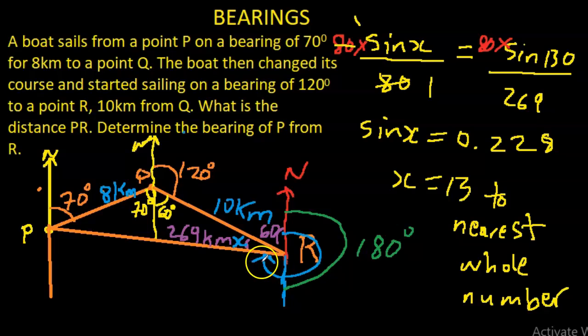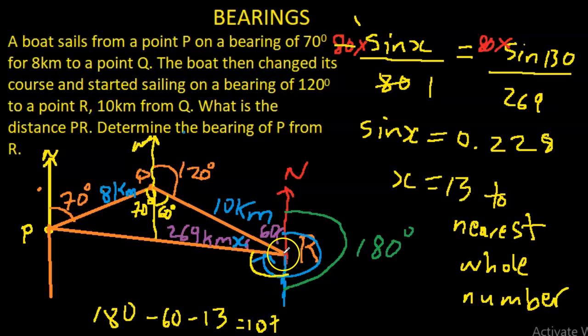Now how do we get this angle here? Remember, angles on a straight line give 180. If this angle is 60 and this angle is 13, then this angle will be 180 minus the 60 minus the 13 inside the triangle. What's 180 minus 60? That's 120. And 120 take away 13 is 107.